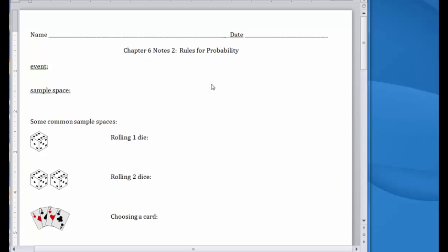These are the Chapter 6 Notes 2 on rules for probability. Today we're going to talk about sample spaces, the multiplication counting principle, and some basic rules for probability. You might have noticed some pictures at the bottom of the page that denote some activities.